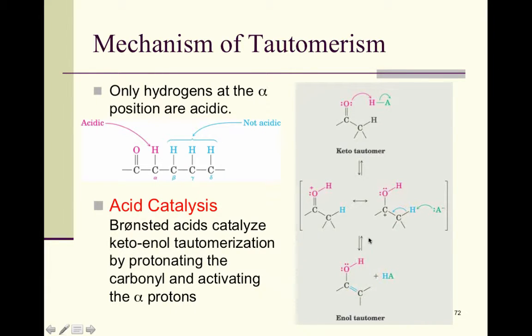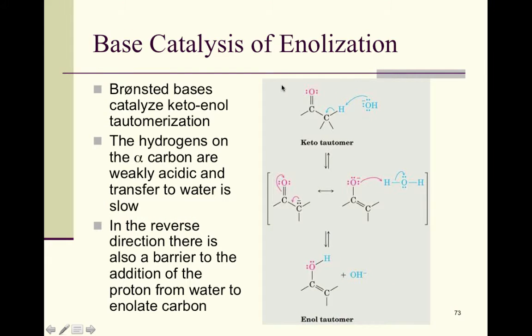And we can see again, this is an equilibrium arrow, meaning it can go both in the forward and the reverse direction as written. And we can see that when we have the enol tautomer, we have our carbon-carbon double bond between what was originally the carbonyl carbon and the alpha carbon and our OH.